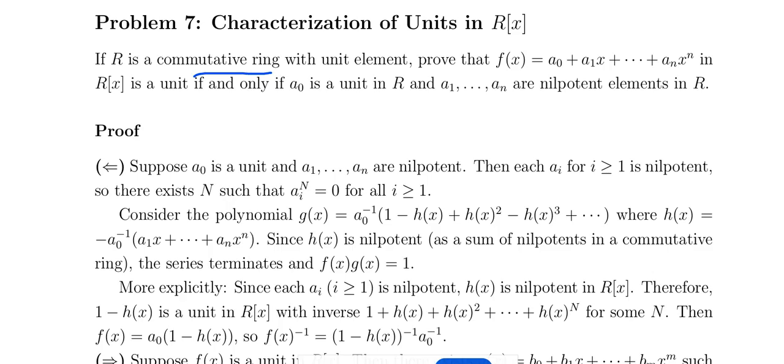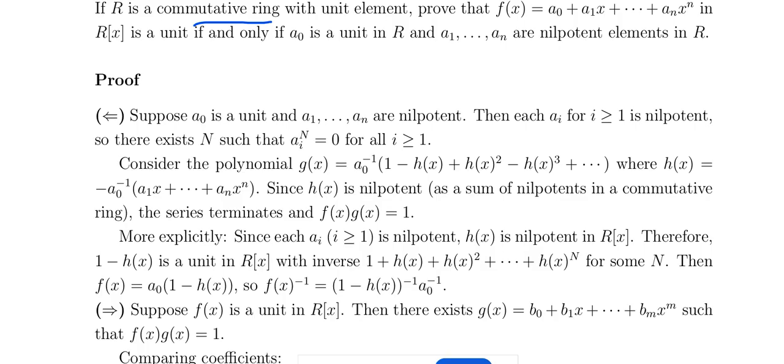This f of x is a unit if and only if a naught is a unit in R and a1, a2, up to an are nilpotent elements in R. Okay, this is a very important result, the characterization of the units in R of x. So a polynomial is a unit when the constant term is a unit in R, and the other coefficients are nilpotent elements in R.